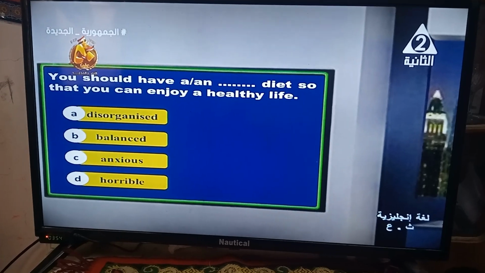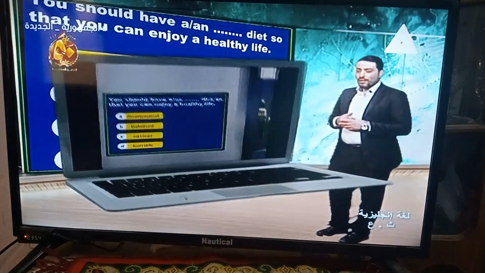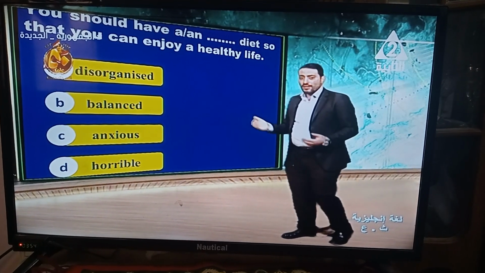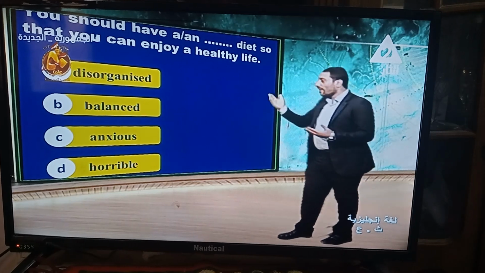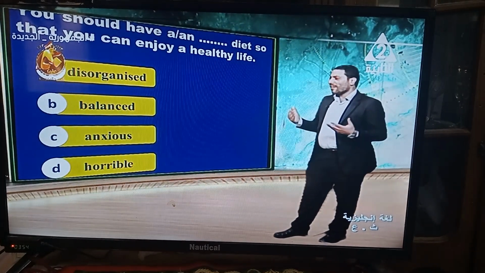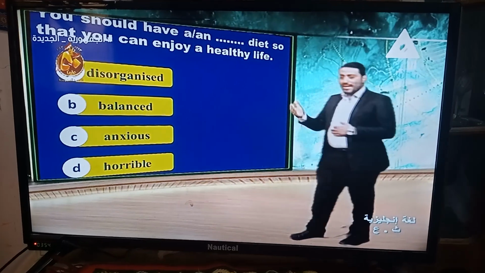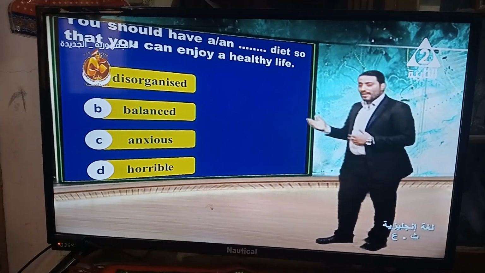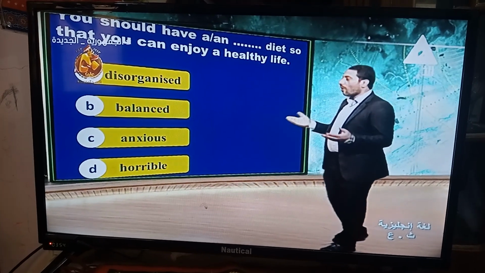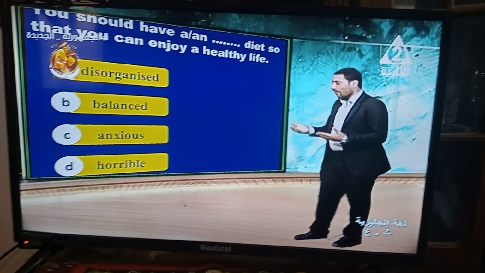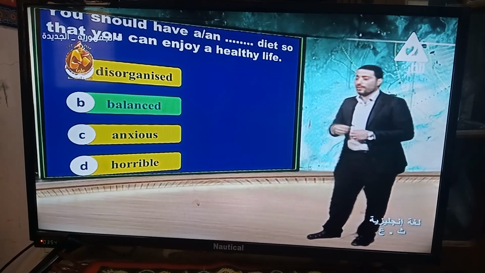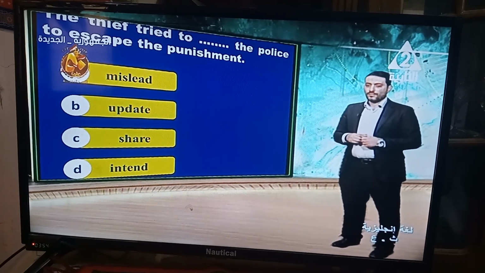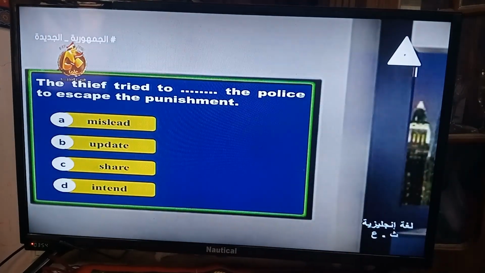The next sentence is: they, or you, should have a space diet so you can enjoy a healthy lifestyle. So which type of diet should you have, or all of us should have? Is it disorganized diet? Is it balanced diet? Is it anxious diet? Is it horrible diet? Of course, to stay healthy you should have, yes, very good, balanced diet. Excellent. And the next sentence we have here, let's have a look at it.